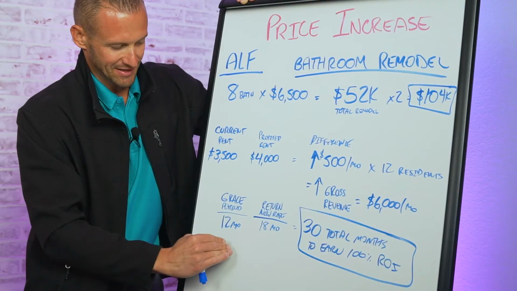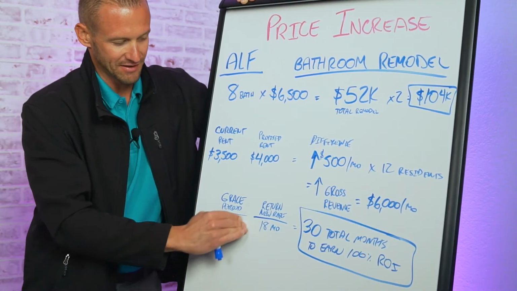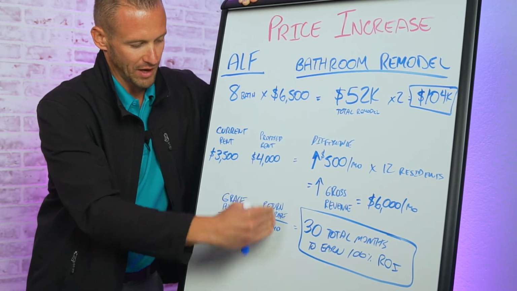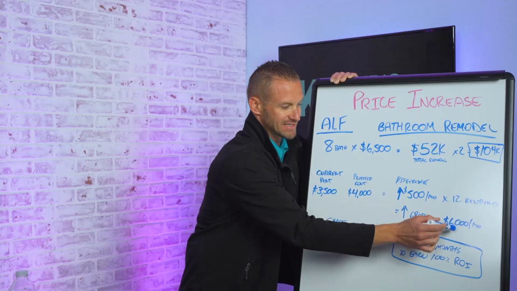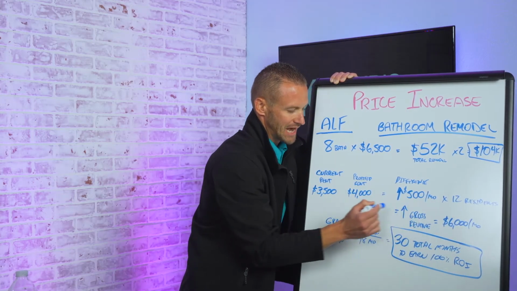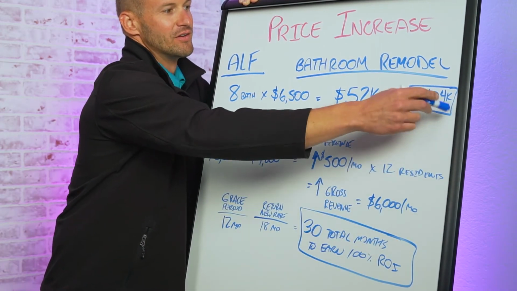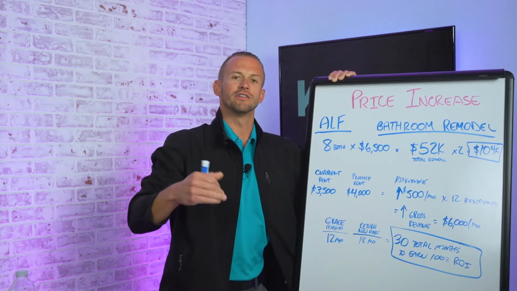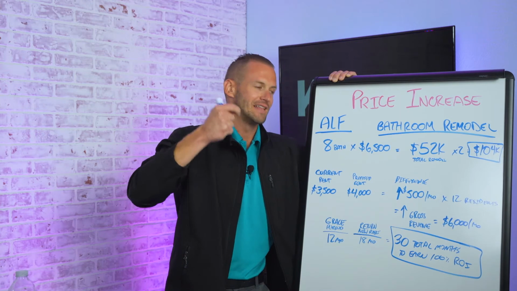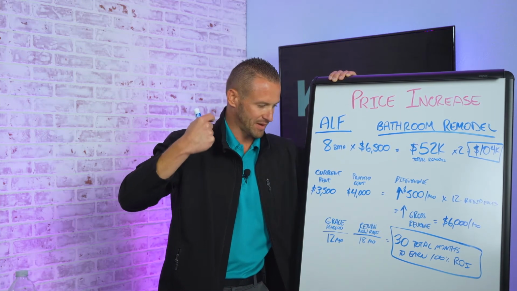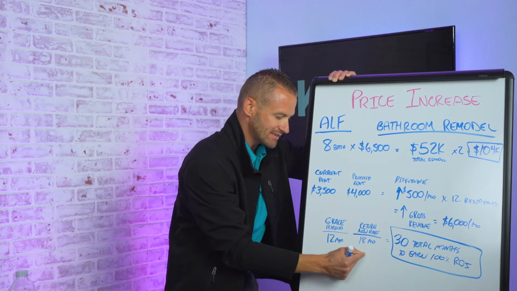Now I can take that 12-month grace period into the equation, right? Now I'm in month 13 and beyond. What does that look like? $6,000 total per month. How many months is it going to take for me to earn $104,000? Because that's my number, that's my target. That's how I based this entire mathematical equation, right? It's going to take me 18 months.